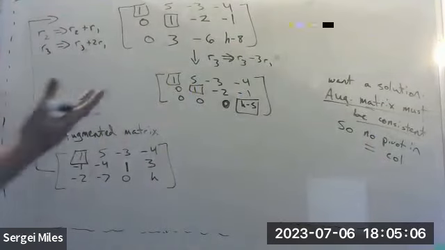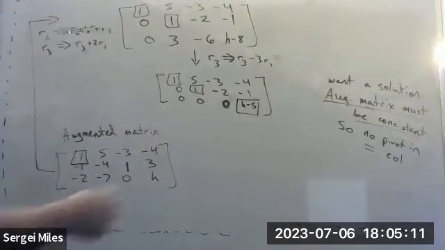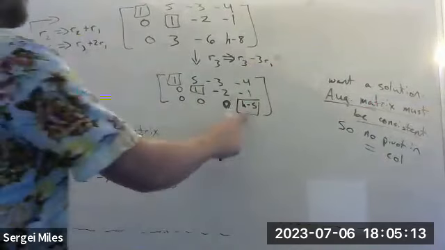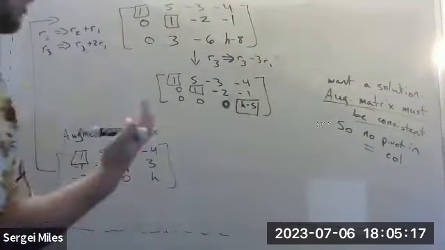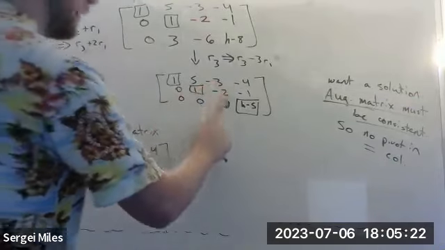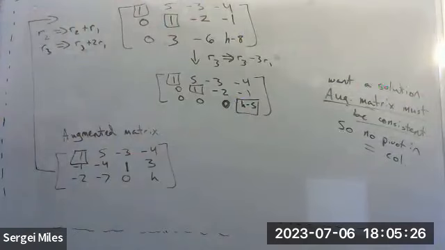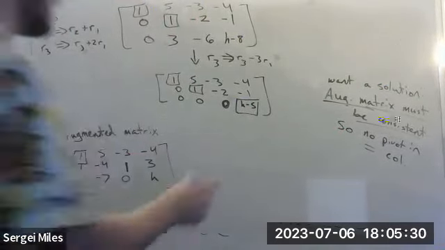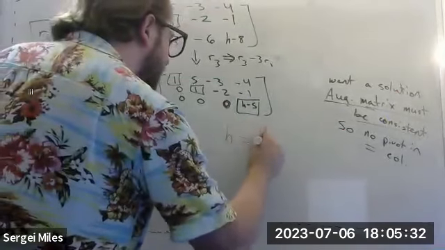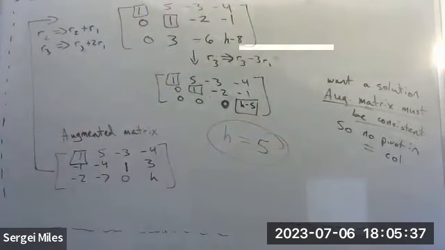Okay, why is that an issue? Well, if H, for example, were 6, then in this last entry, I would have 6 minus 5, say 0 times x1 plus 0 times x2 plus 0 times x3 equals 1, which is nonsense, right? Which means the only way for this to not be nonsense is that H must equal 5. That was the answer we were supposed to get.